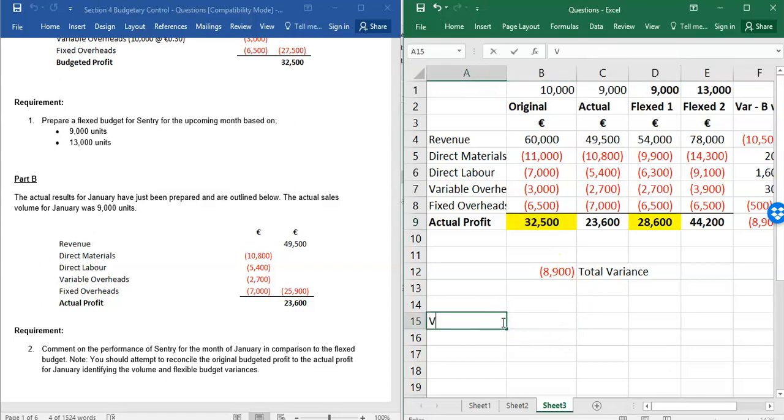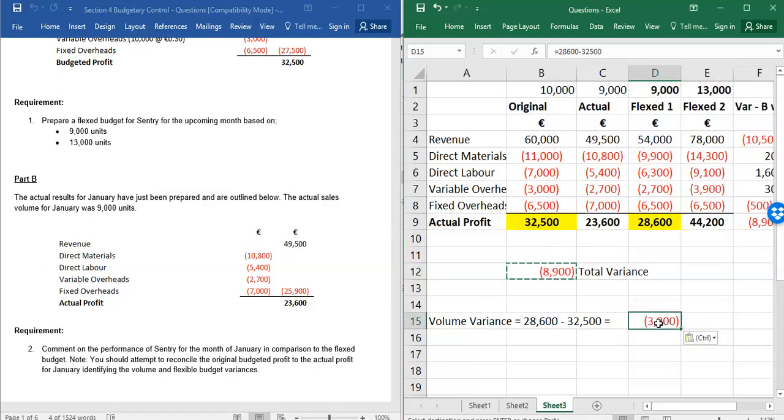Your volume variance here is your 28.6 minus your 32.5. Because you sold a lower volume, overall you have a lower expectation of profit. That is 3,900, which is adverse. So we're saying we can explain 3,900 of that 8,900 solely because you sold 10% less. And that's because you're losing money by selling fewer units. The less volume you sell, the less contribution you're bringing in.